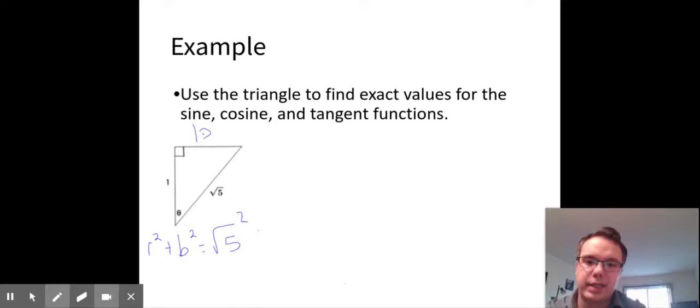And how did I know how to set that up? Well, remember, your hypotenuse is always across from your right angle. So our c here is the square root of 5, and one of our a's is 1, and we don't know our b. So if we simplify, we'll get b squared equals 5 minus 1, so b squared equals 4. And if we use our square roots to solve, we'll get b equals 2.